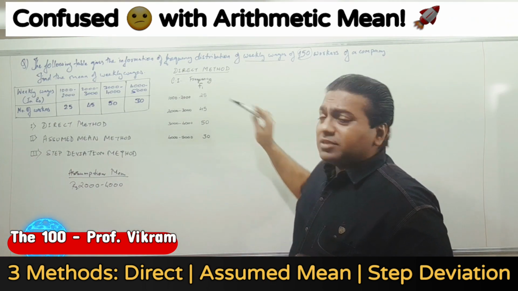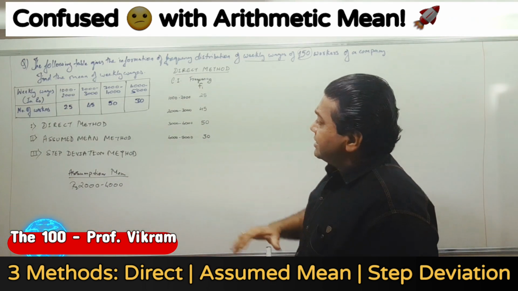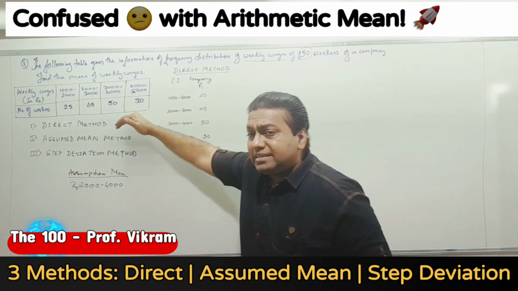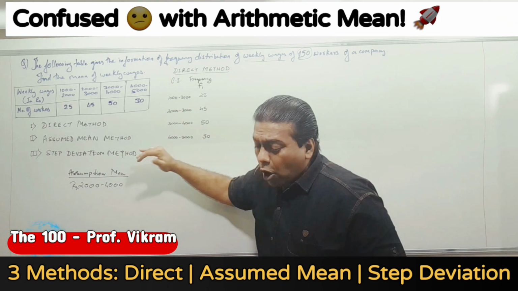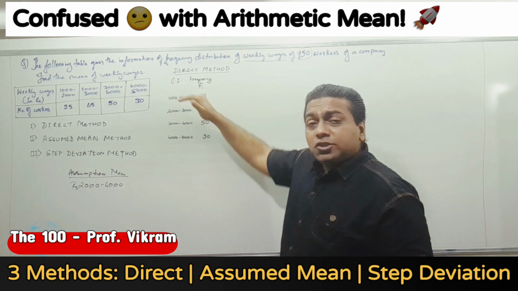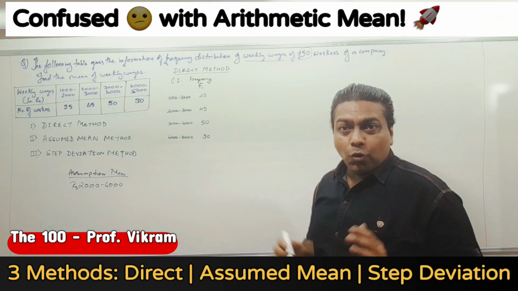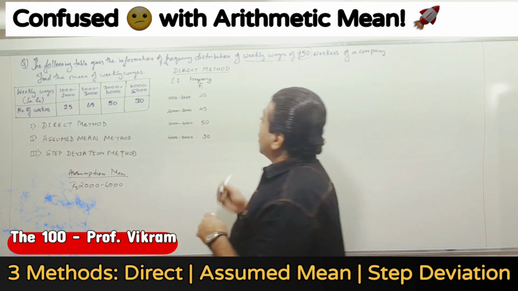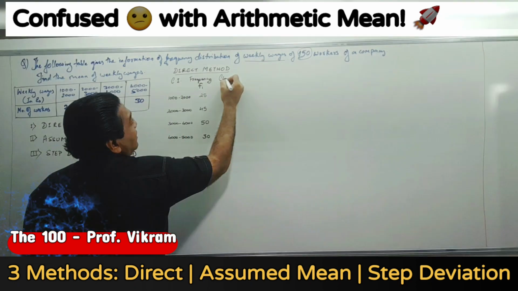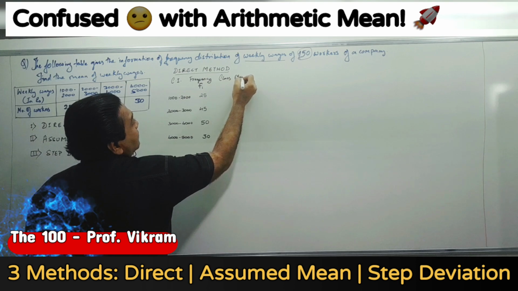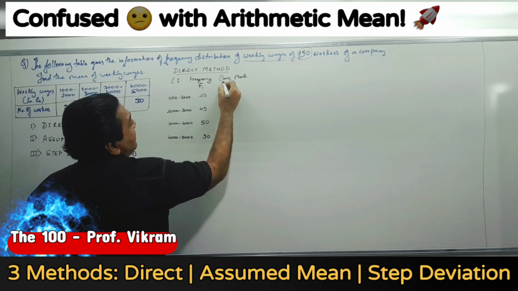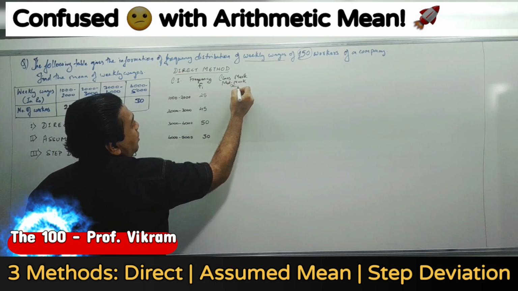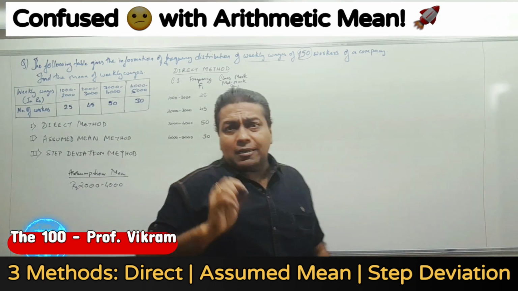Okay, so the first 2 columns are very clear, class interval and frequency, and these 2 columns remain the same, be it direct method, assumed mean method, or step deviation method. The first 2 columns are going to be the same only. In fact, the third column is also going to be the same. And what is the third column? The third column is called the class mark, or we can also call it the mid mark, which is denoted by small letter x with the subscript i.